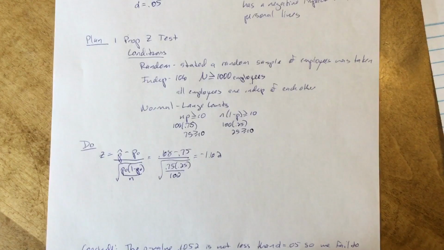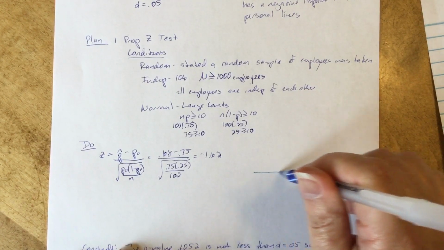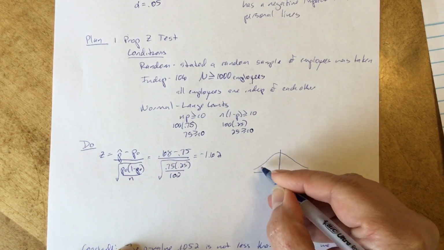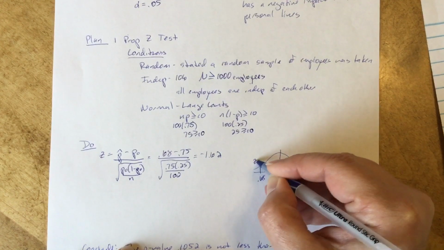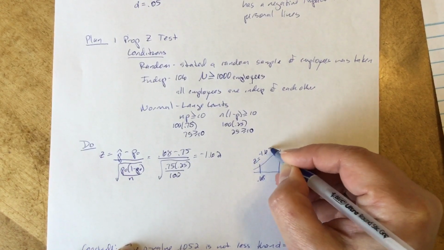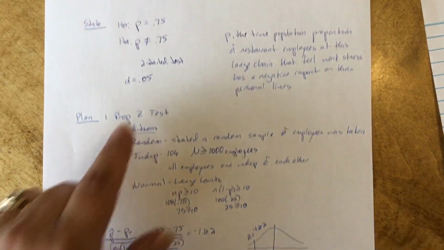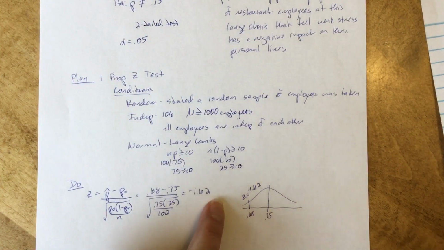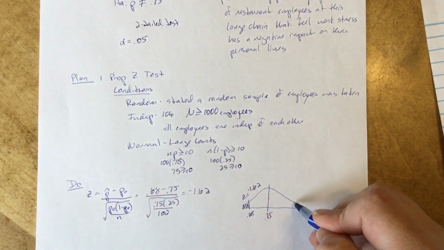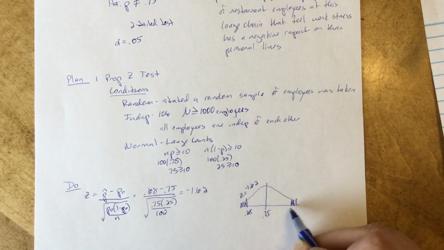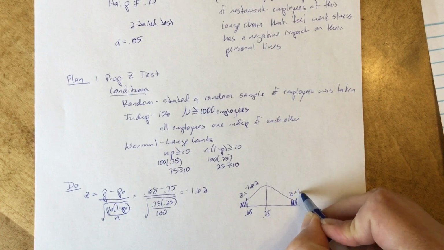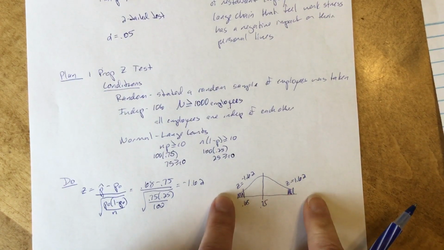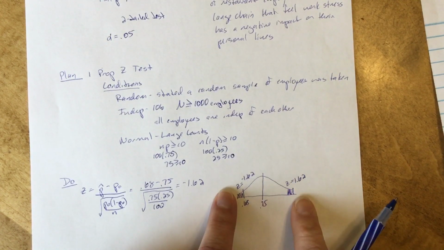Now if we think about this on a normal curve, here's my 0.75, here's my 0.68, so my z is negative 1.62. But if you recall, we did a two-tailed test. We want not equal to 0.75, so we want the less than, which is over here, which we already calculated, but we also want the greater than. So whatever that value is, it doesn't matter. The z over here is positive 1.62. So I've got to find both those areas. And of course they're the same, so if I find one, I'll just double it.